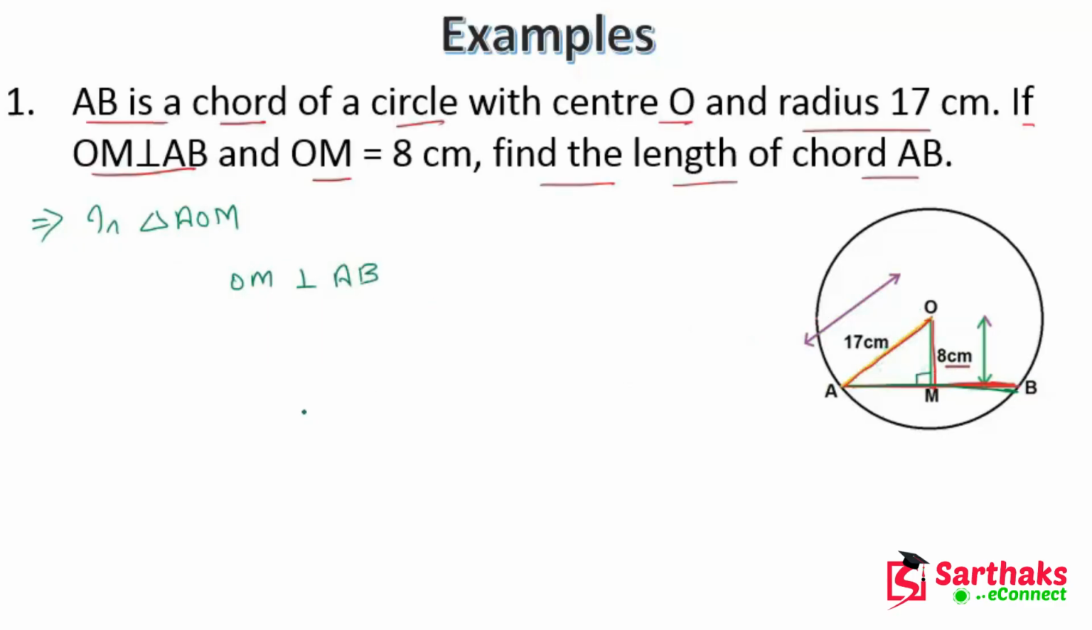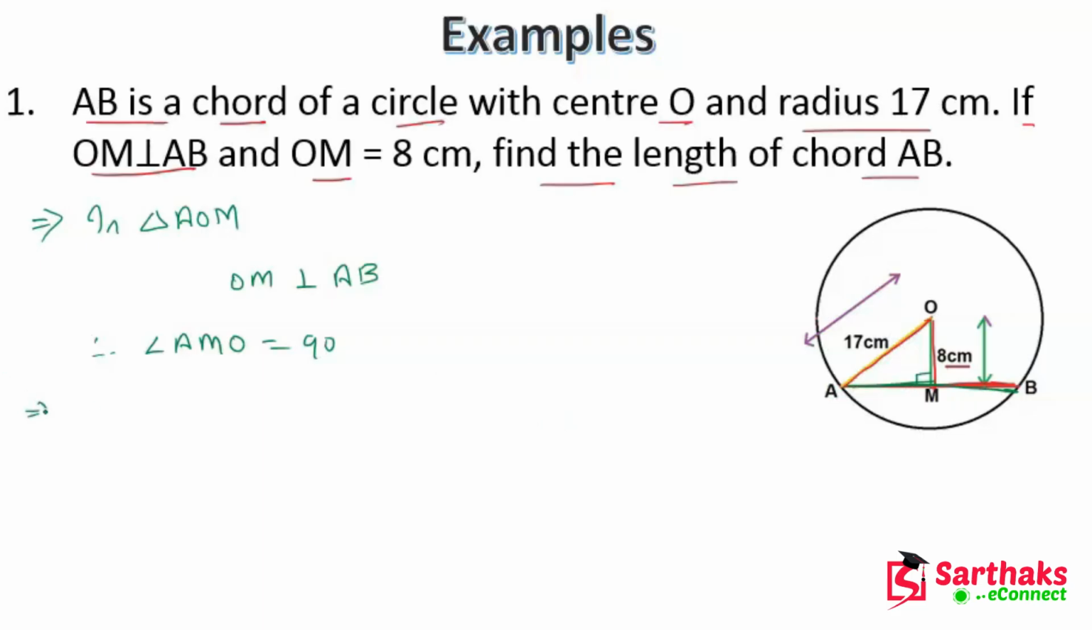OM is perpendicular to AB, and angle AMO is equal to 90 degrees. So we can say that triangle AMO is a right angle triangle. With the help of Pythagoras theorem, we can easily find the value of AM.